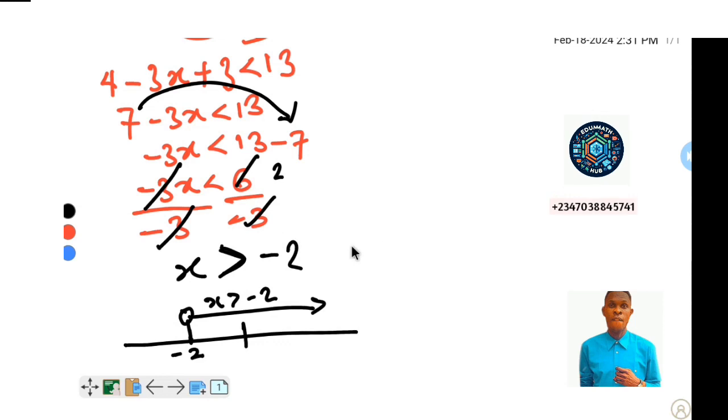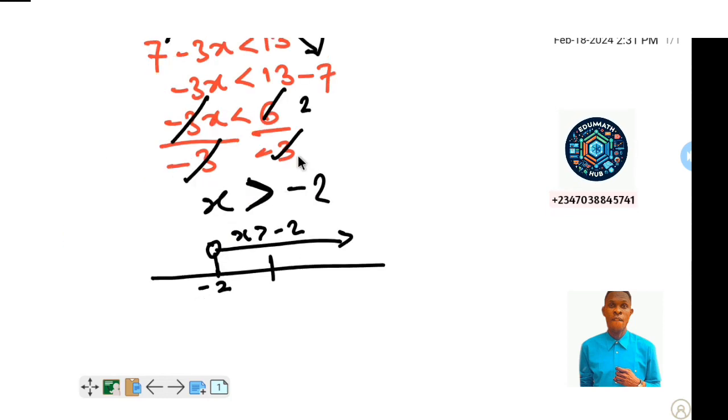So inequalities are very easy to solve as long as you remember the basic process of solving simple equations. Let's take the last one.